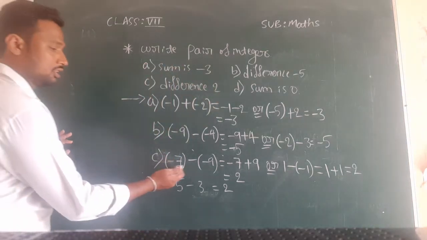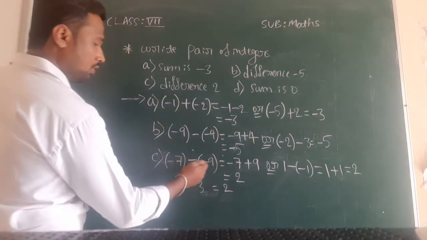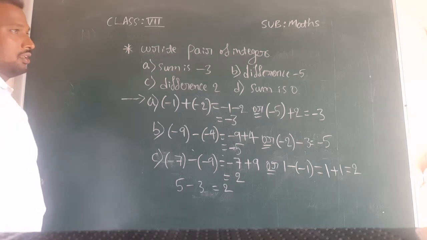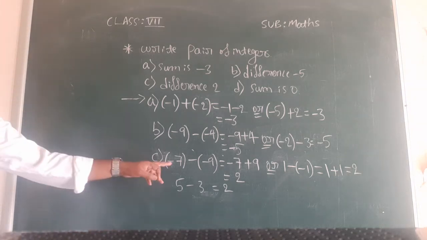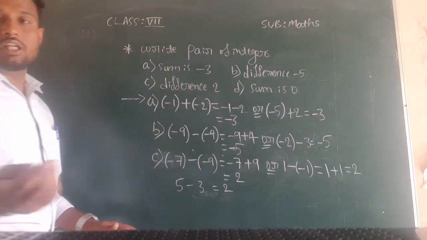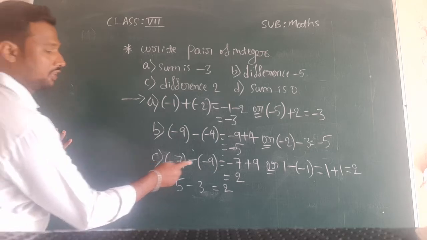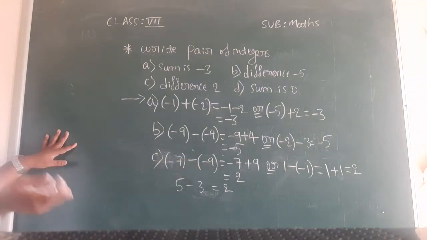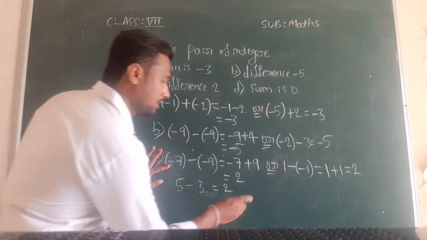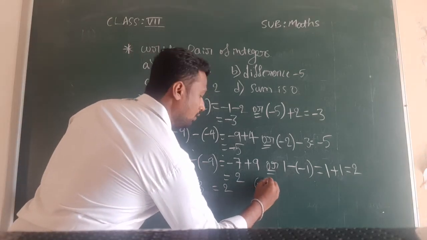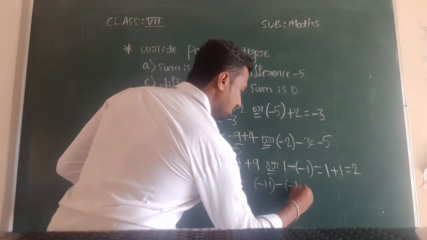Here also you can consider some other values. Minus 7, minus 9. You can consider any pair of values where the difference is 2. So here in place of 7, 9, can we consider 11 and 13? Let us see. So here in place of 7 and 9, I will just write 11 and 13 because the difference is 2 between 11 and 13. So first I will write minus 11. Next minus of minus 13.